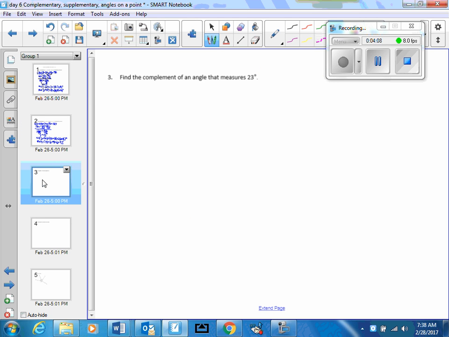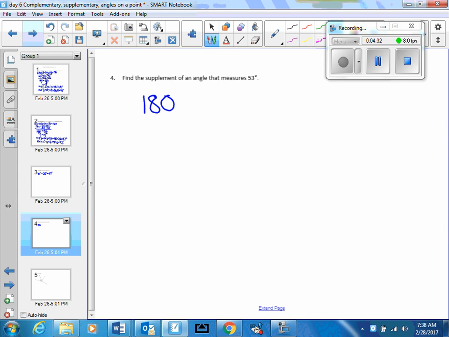Find the complement of an angle that measures 23 degrees. Remember, complementary angles add up to 90 degrees. So to find the complement, I would subtract 23 degrees from 90 degrees, which gives me 67 degrees. Find the supplement of an angle that measures 53 degrees. Supplementary angles add up to 180 degrees. So I do 180 degrees minus 53 degrees, which is 127 degrees.